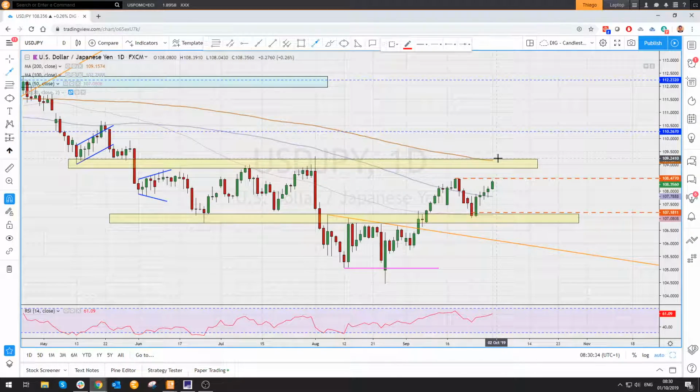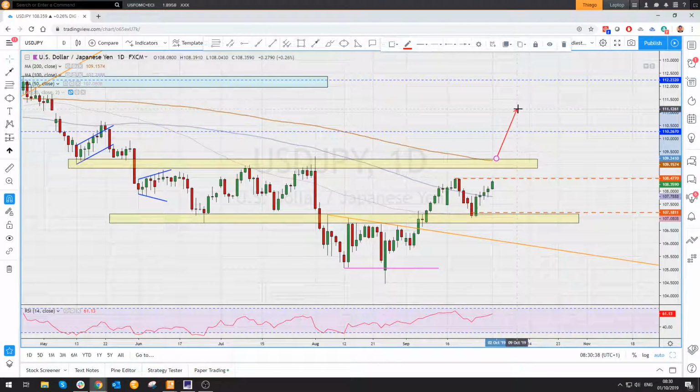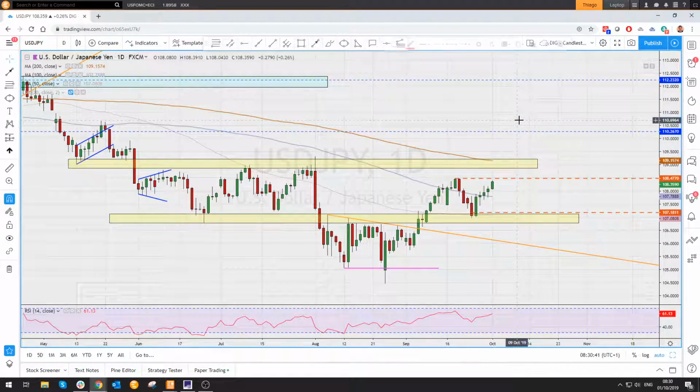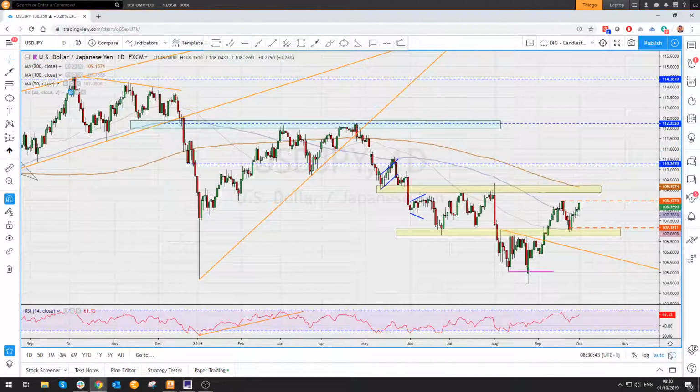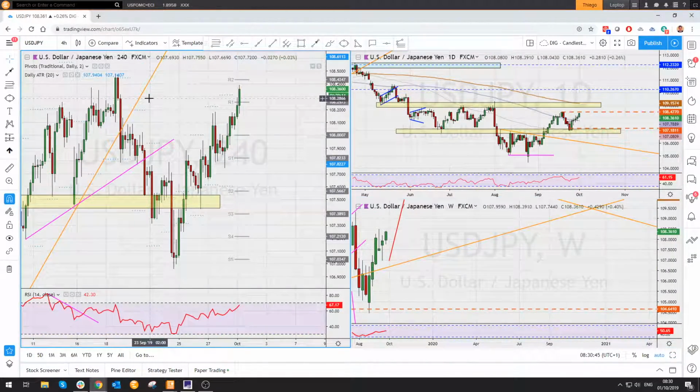But if we do break above this zone here, then I think 111.50 is very possible next. So that's how it is, and that's dollar yen. So keep an eye on it.